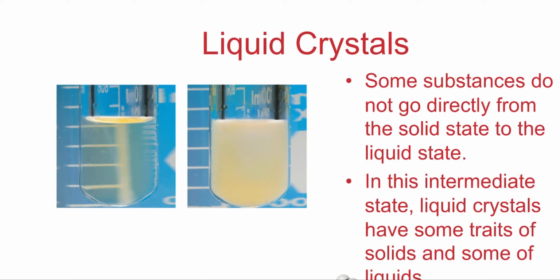Section 12.8, liquid crystals. Okay, you know what solids are. Solids are characterized by order. And you know what liquids are. They're characterized by kind of a random ordering of the molecules. The attraction is not so strong, and so they can slip and slide past each other.